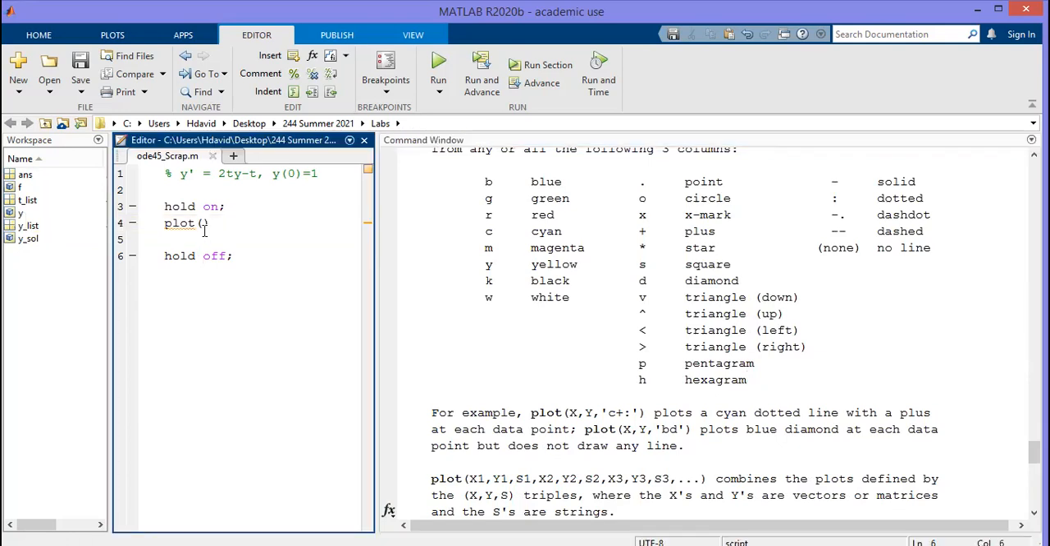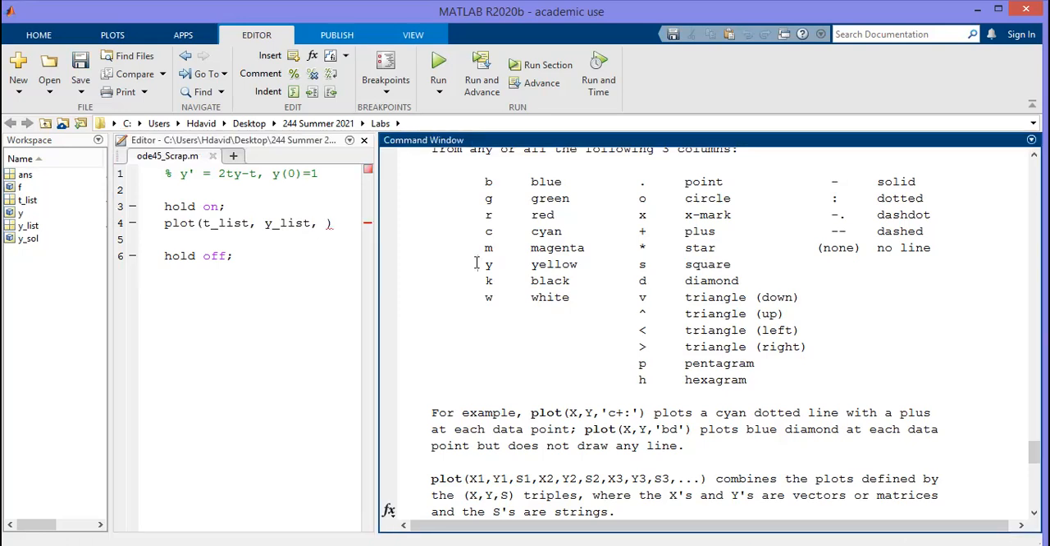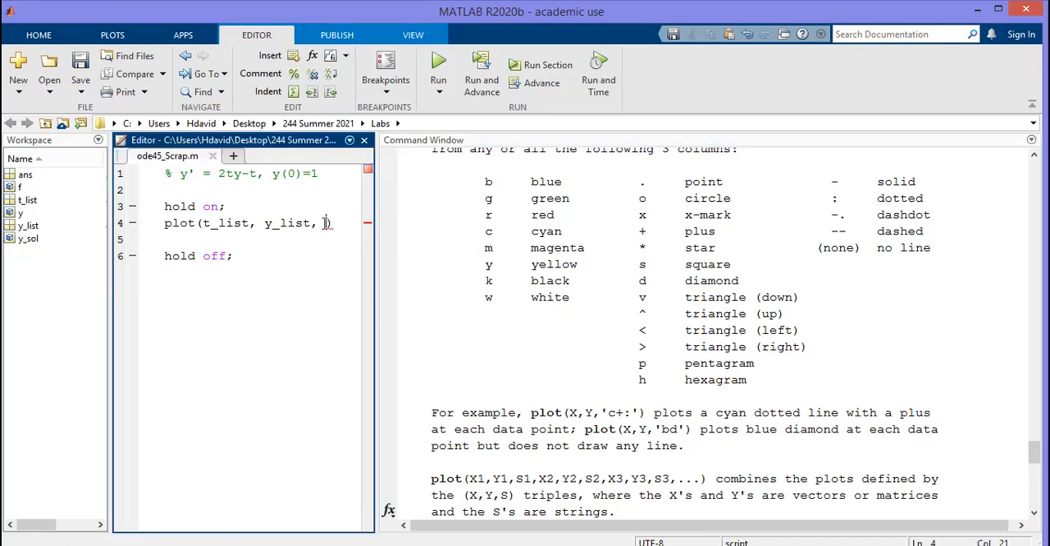So I know that if I plot the T list, Y list, this is going to plot all the numbers that MATLAB generated using ODE45. But I also want to draw it in a way. Because I'm thinking of them as individual points, maybe I'll use stars. And I like cyan, so let's use C. So now if I run this, it's going to generate those things.